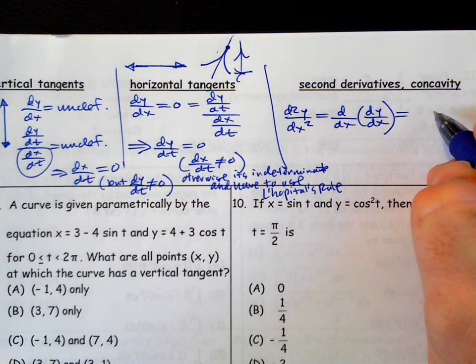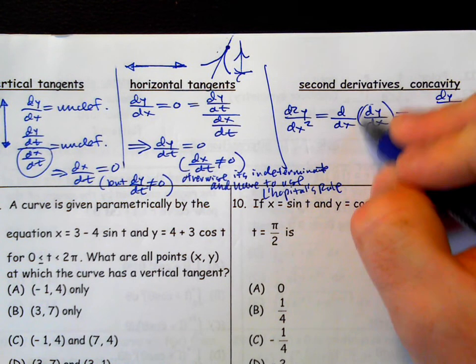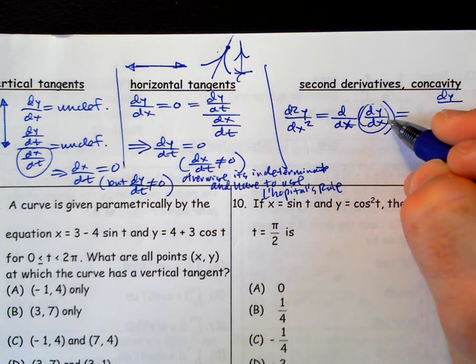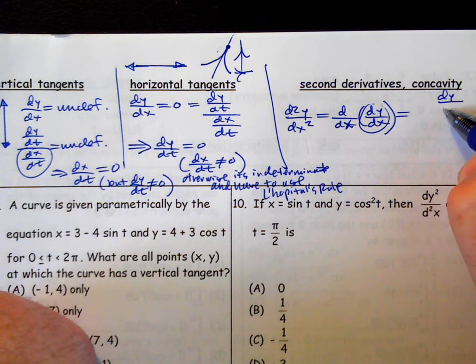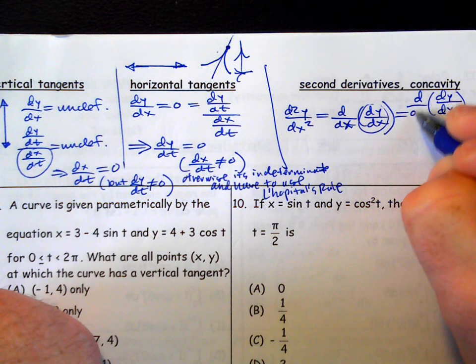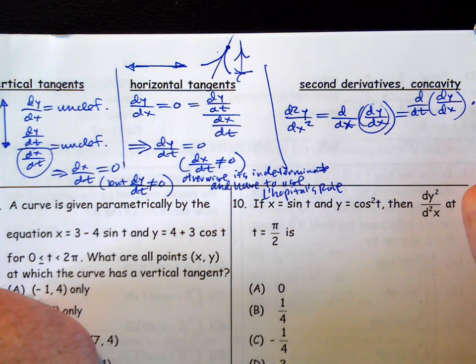What that's going to involve is we're going to take, now remember, all these things are in terms of t. So if you want to take the derivative with respect to x, you have to take the derivative with respect to t first. It's a chain rule issue. You got to take the derivative with respect to t first, and then you got to take the derivative of t with respect to x to finish the chain rule.